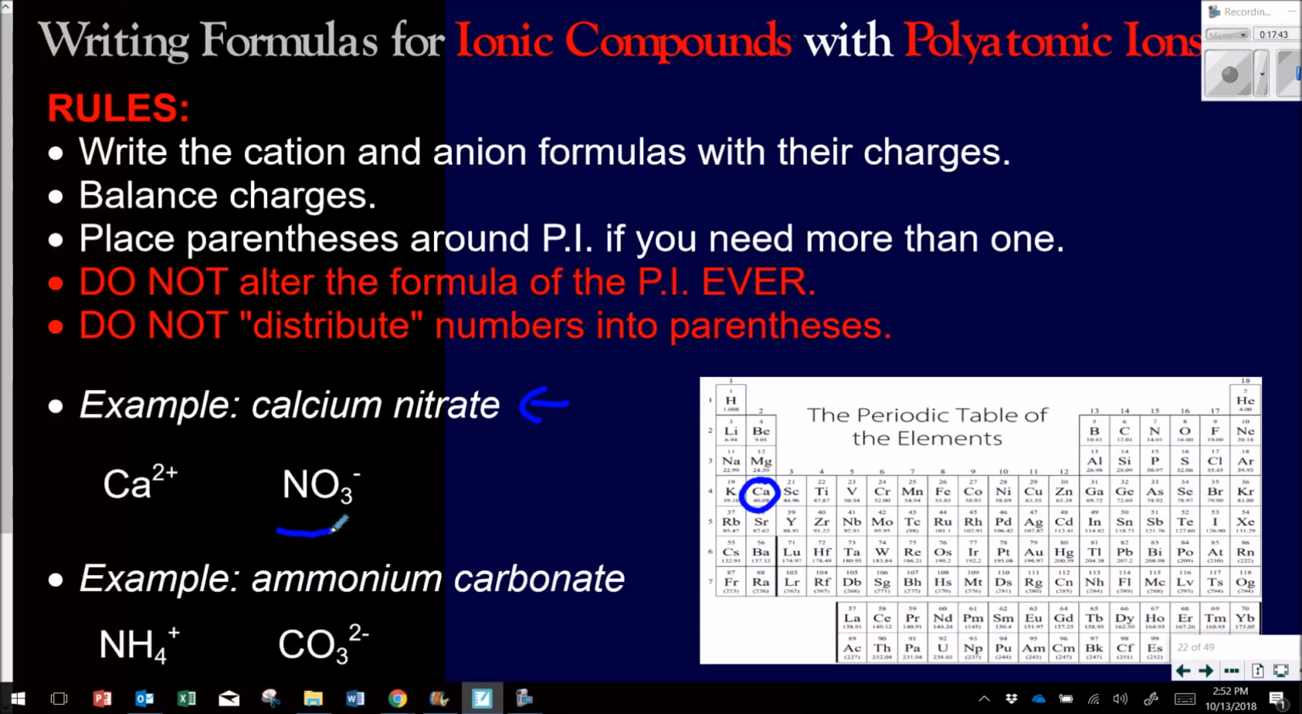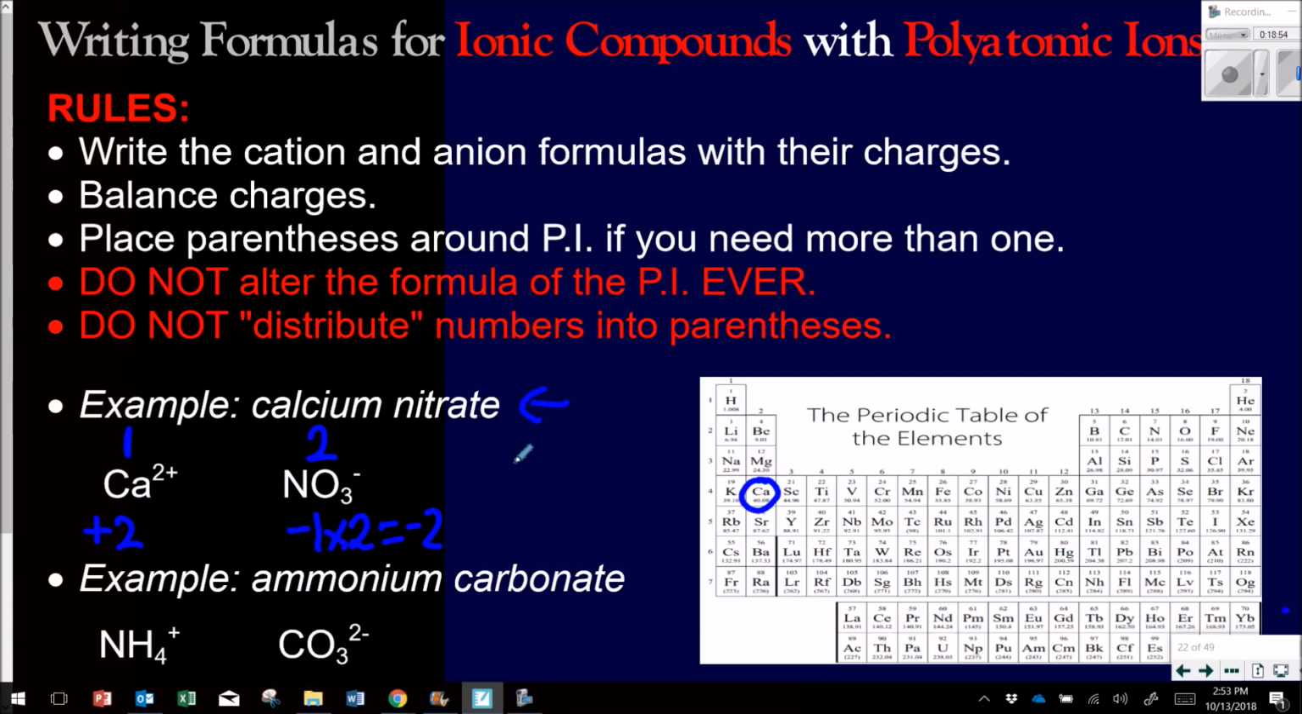Now, just like before, we have to balance our charges in order to get a neutral compound with a charge of 0. So on the calcium side, we have a total charge of +2. And since nitrate has a charge of -1, we have a total charge of -1. Now these don't balance out, so I have to multiply the nitrate side by 2 to get a total charge of -2 to balance my +2. So what that means is for every 1 calcium, I need 2 nitrates to make up my compound.